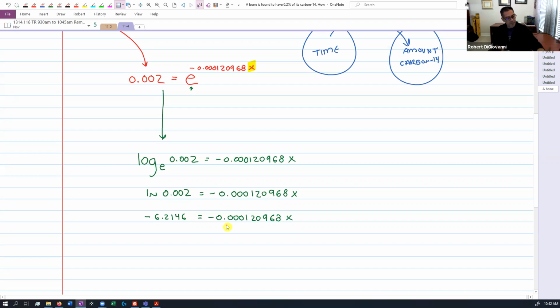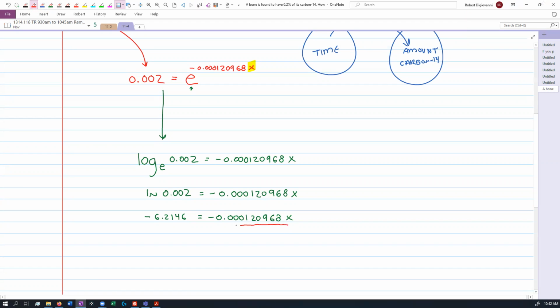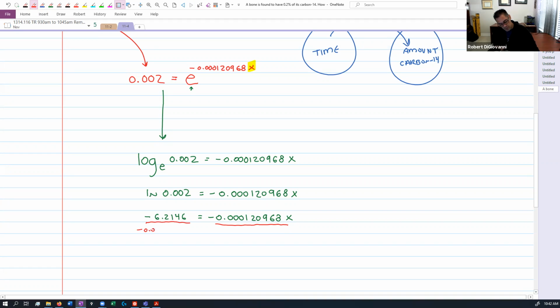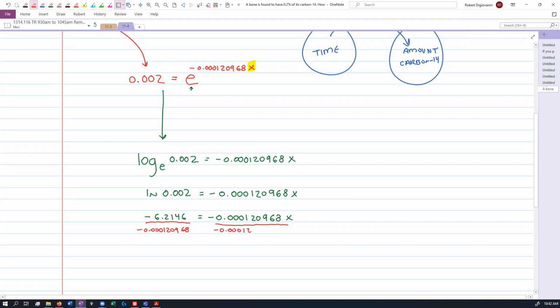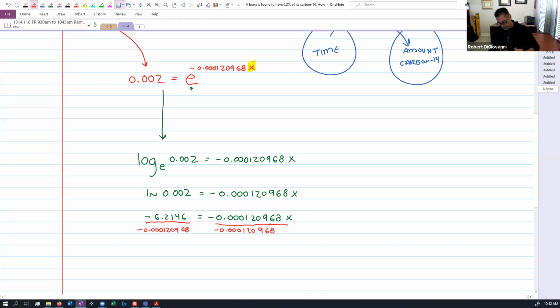Last step. Solving for x, right? Divide both sides by negative 0.000120968. Someone can help me confirm. You get something around 51,373, which is approximately what x is.